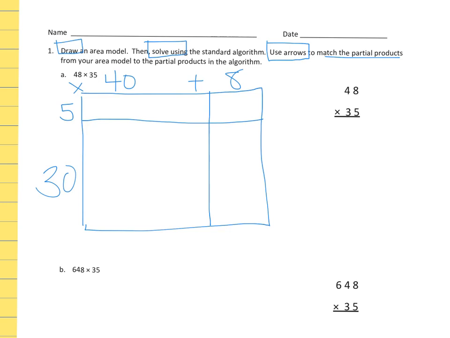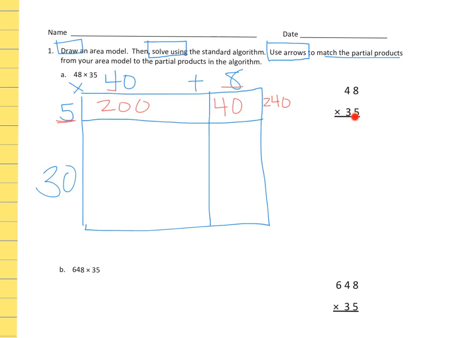So we're going to go ahead and do 5 times 40. Well, 5 times 4 is 20. So 5 times 40 is 200. And then 5 times 8 is 40. And we can go ahead and now add those two together. We get 240.